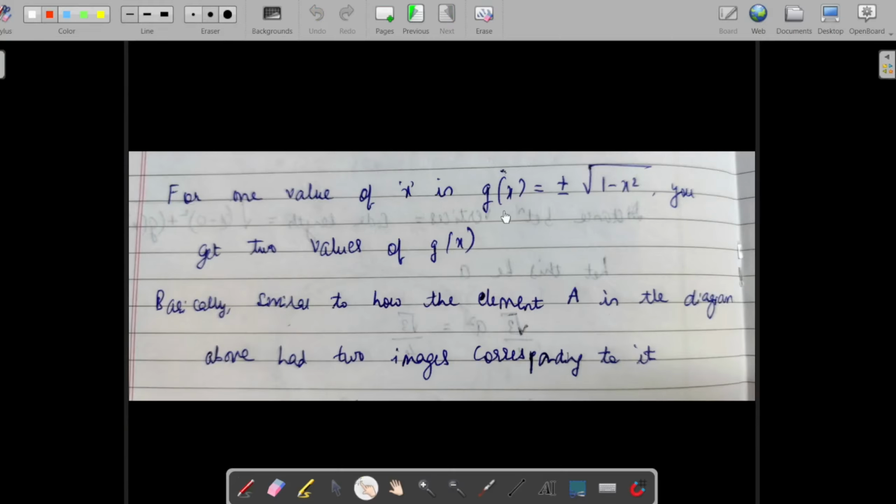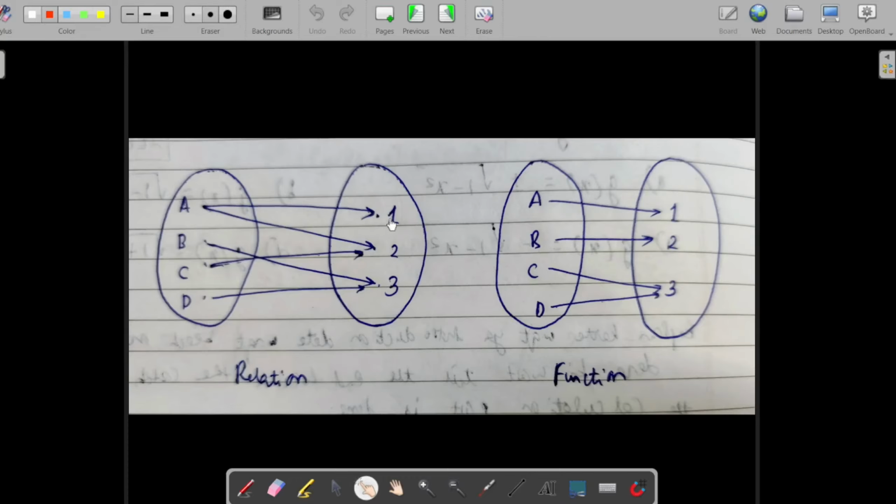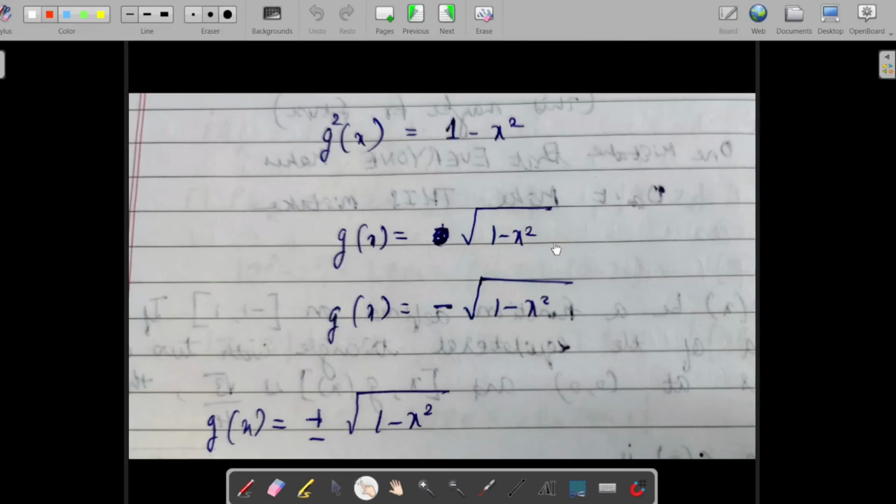For one value of x in g of x is equal to plus minus under root 1 minus x square, you get two values of g of x. Basically similar to how the element a in the diagram above had two images corresponding to it. So this cannot be true. This can't be a function. However, individually you can have these as functions. So these two options are correct.